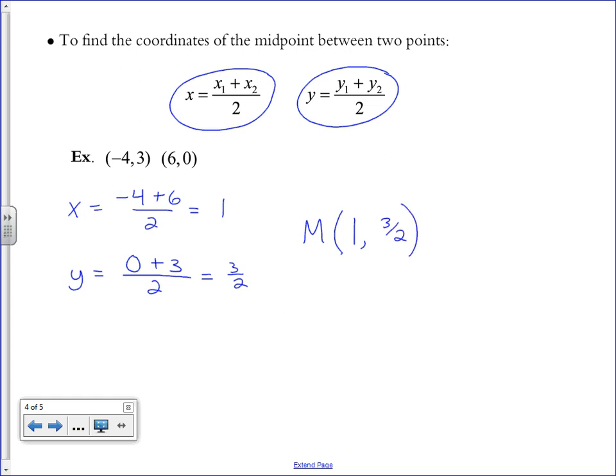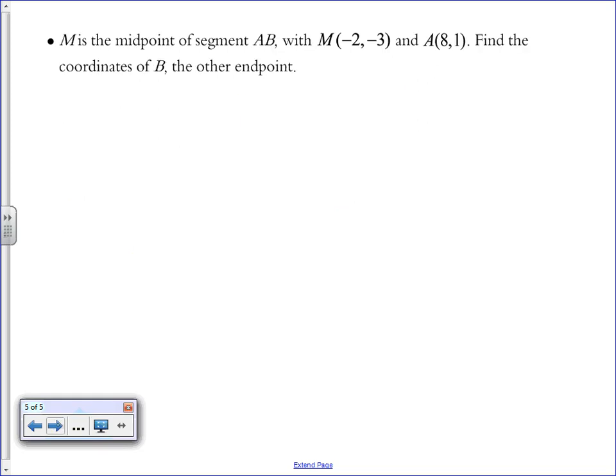So this is a point, right? A point is always a coordinate x, comma, y. So our midpoint is located at (1, 3/2). And then sometimes you're asked to work backwards with that formula. So here, they're saying M is the midpoint of the segment. They're giving us M, and they're giving us one of the coordinates that's on the segment, so (8, 1). But they're not giving us B, which is the other endpoint.